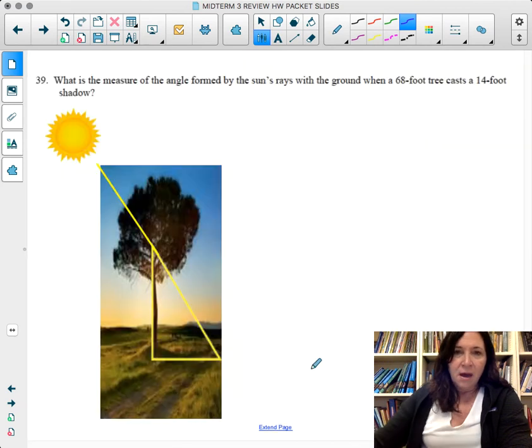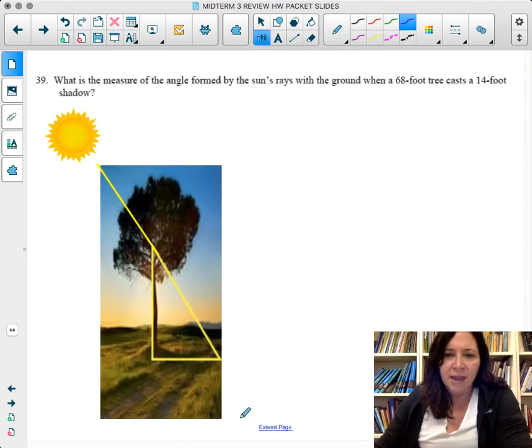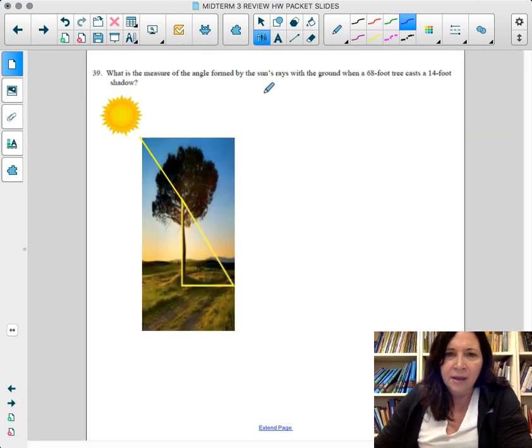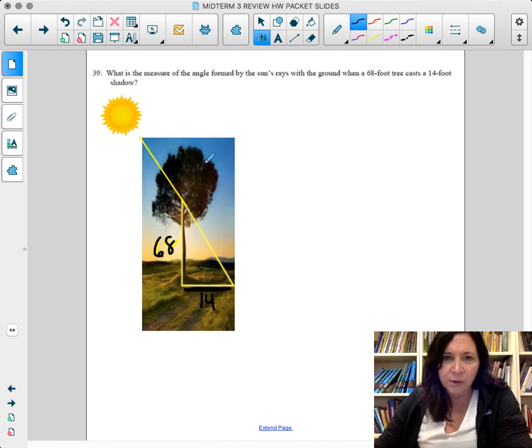Cool. What is the measure of the angle formed by the sun's rays with the ground when a 68-foot tree, so there's your 68, casts a shadow 14 feet? Remember, you guys, shadows are always on the ground. And so we want the angle. What are we looking for? What is the measure of the angle formed from there?